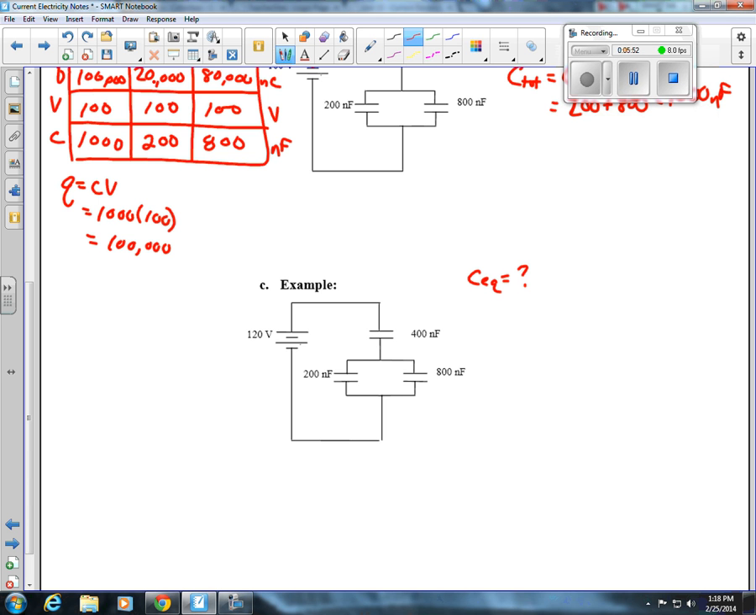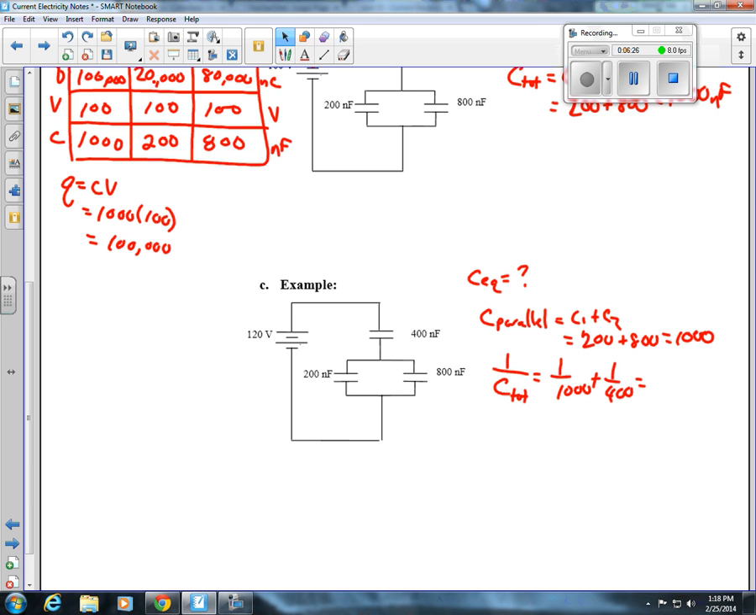I'm going to start with these two in parallel and find out what they're equivalent to, and then that is in series with the 400. So I start out with parallel. For parallel, I add them. So it's 200 plus 800 is 1,000. Then that 1,000 is in series with the 400, so I do the 1 over rule. So 1 over C total is equal to 1 over 1,000 plus 1 over 400.